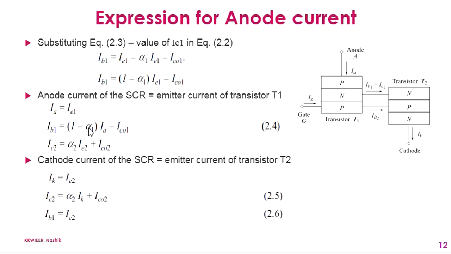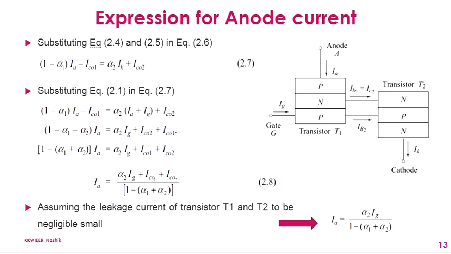So the right hand side of equation 2.4, (1 minus alpha 1) IA minus ICO1, which is the value of IB1, is equal to alpha 2 IK plus ICO2, the right hand side of equation 2.5. So equating the values of IB1 and IC2, we get (1 minus alpha 1) IA minus ICO1 is equal to alpha 2 IK plus ICO2.